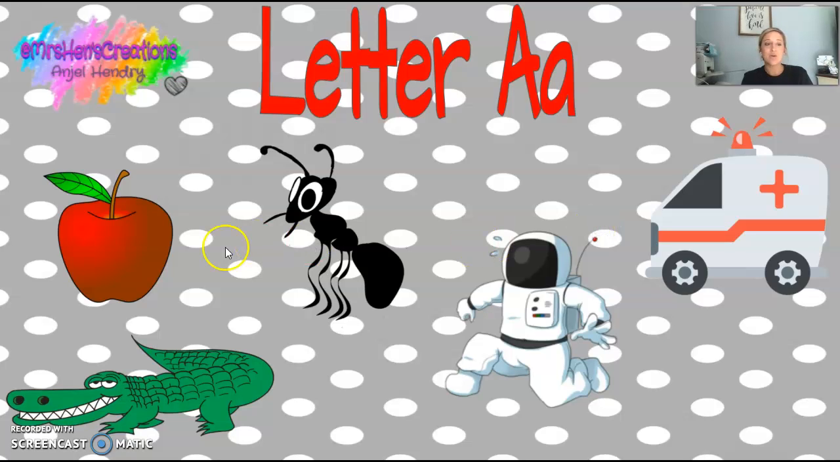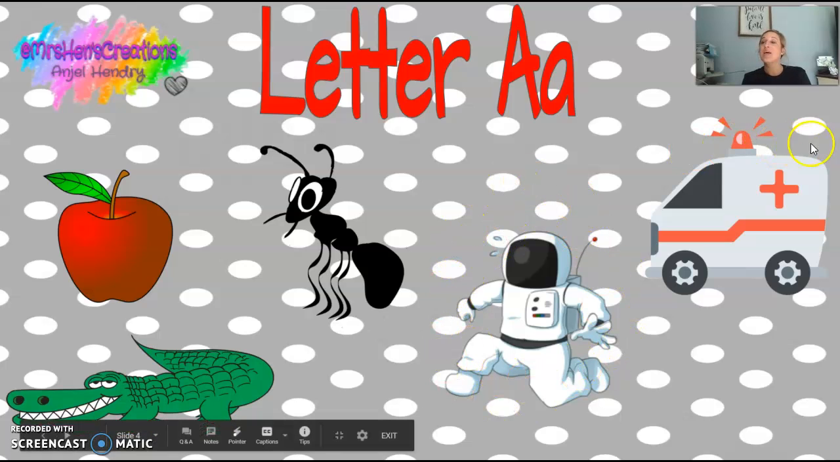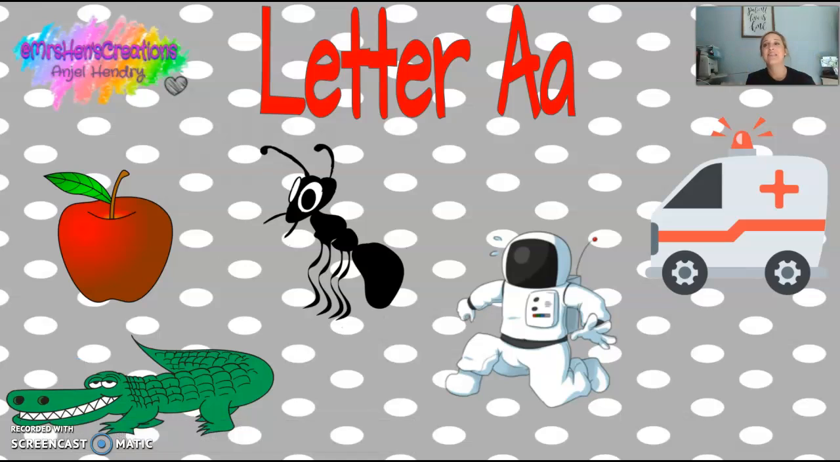Some things that start with the letter A are apples, because A says ah. The apple, we hear the letter A sound, apple. Then stuff like an ant, good. An astronaut, an ambulance, and an alligator. In all of those words, we hear the ah sound.